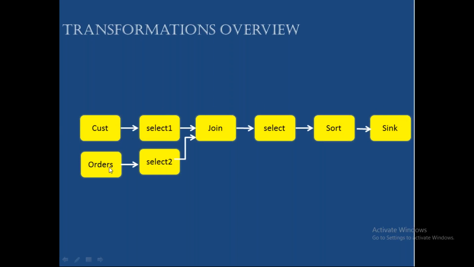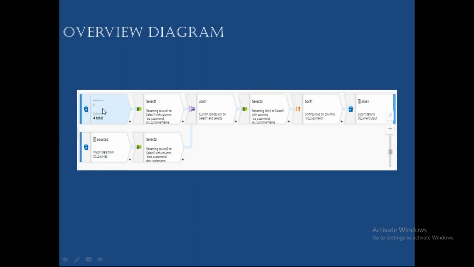Okay, customers and orders tables. I rename the columns of these two tables, then I join them, remove some of the columns, and sort the data. Then I write it into my sink. This is how our transformation data flow will look. Next, the query diagram: if you look here, source, select, join, select, sort, sink. So this is how our data flow pipeline will look.